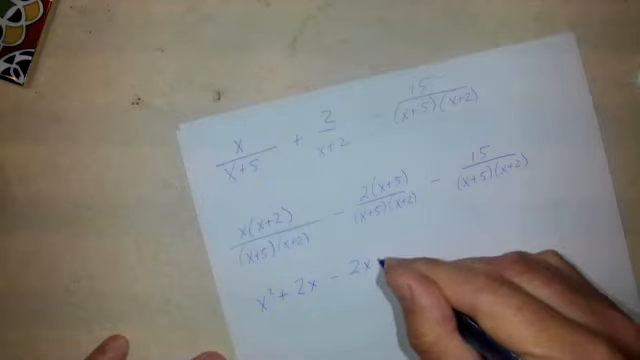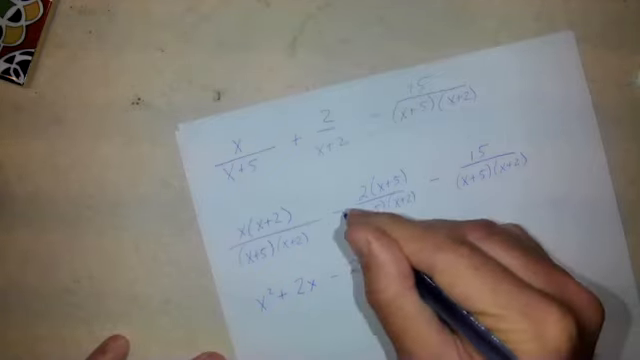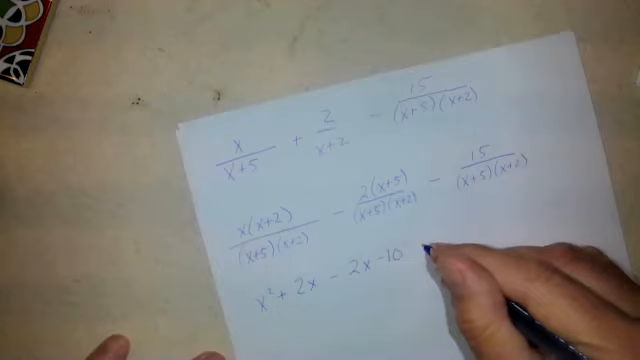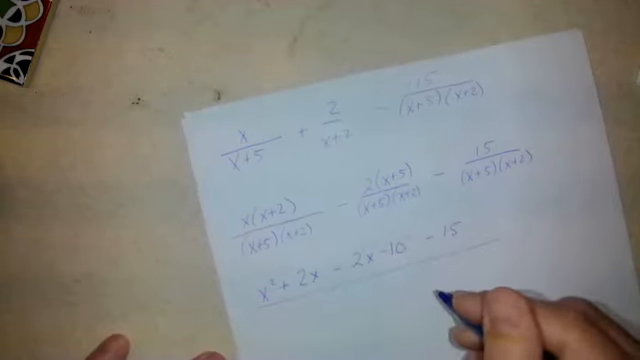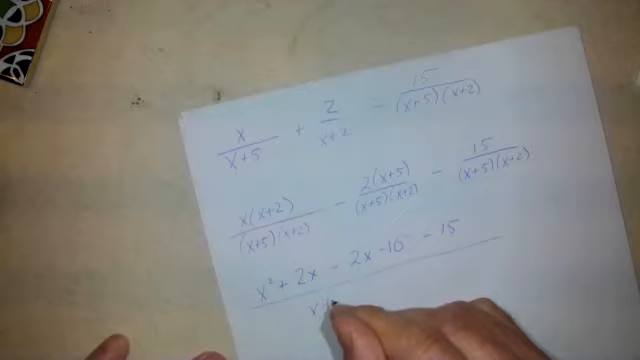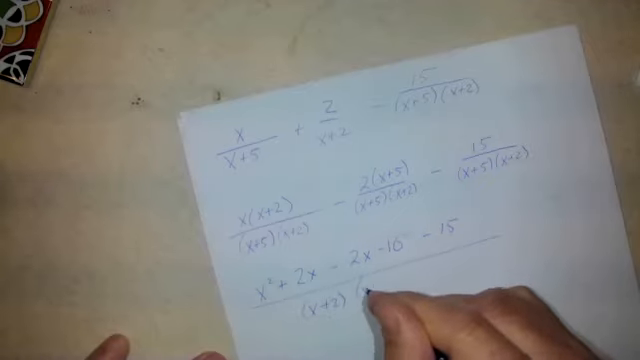Right here. Minus 10 because we are distributing that. And minus 15 over x plus 2.